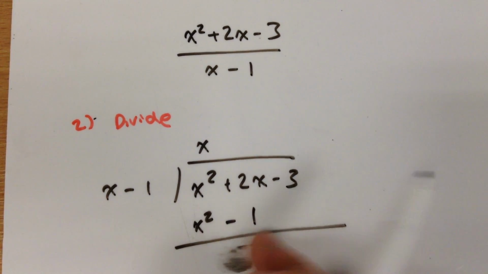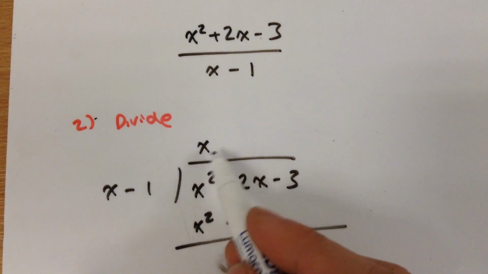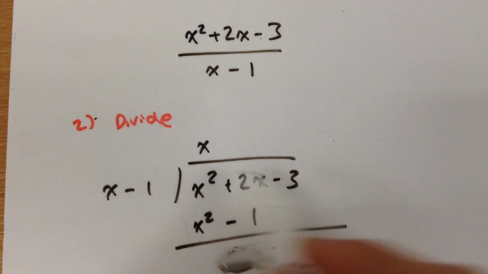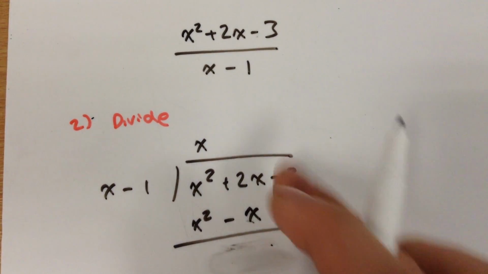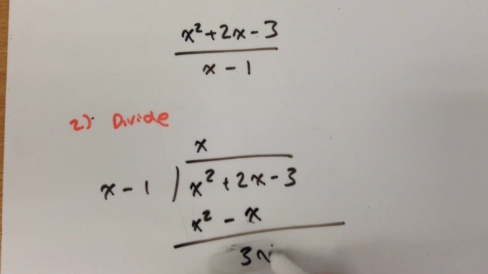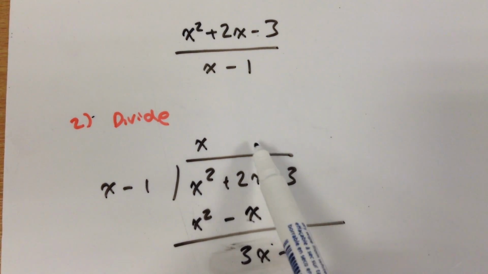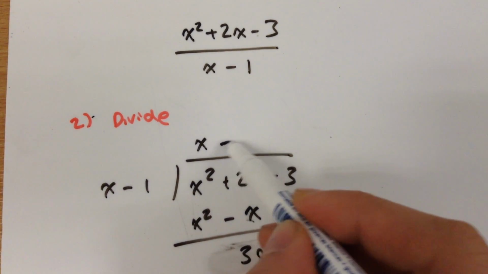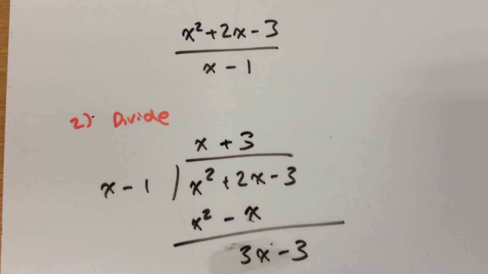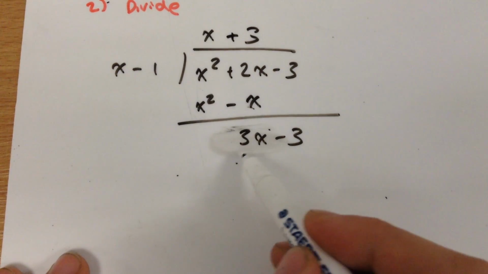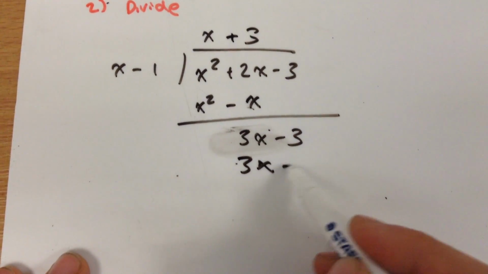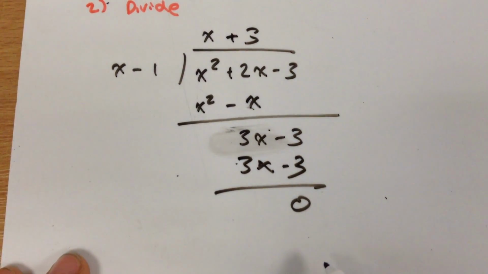Sorry, that was not correct. x times x gives you x squared, x times minus 1 gives you minus x, not minus 1. You then have 2x minus minus x, which gives you 3x minus 3. You then look at what times x gives you 3x, in which case it will be plus 3. 3 times x gives you 3x, 3 times minus 1 gives you minus 3, and your remainder is 0.